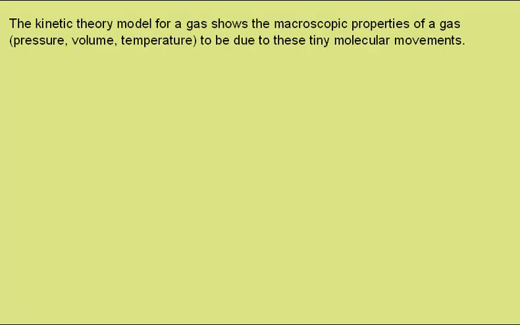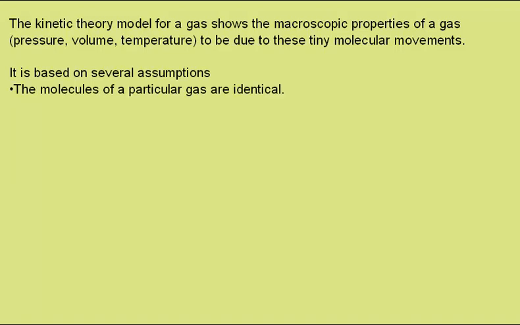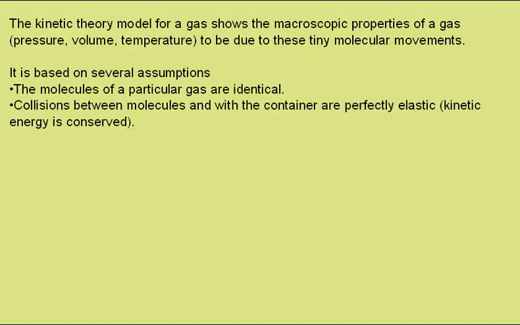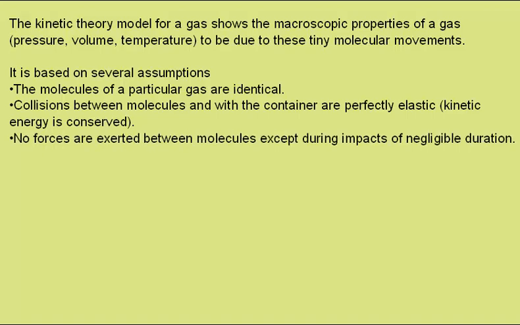The kinetic theory model for a gas shows the macroscopic properties of a gas, the pressure, volume and temperature, to be due to these tiny molecular movements. It is based on several simplifying assumptions. The molecules of a particular gas are identical. Collisions between the molecules and with the container are perfectly elastic, meaning kinetic energy is conserved. No forces are exerted between molecules except during impacts of negligible duration. The particles behave like tiny billiard balls.